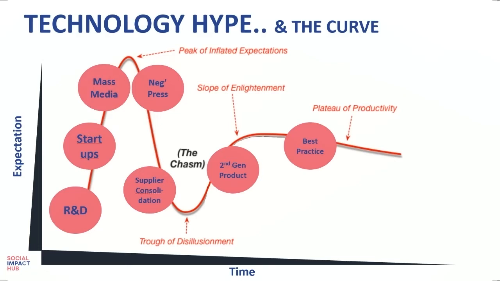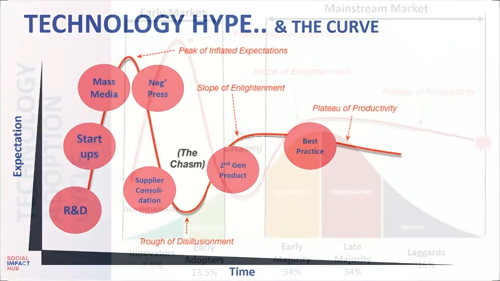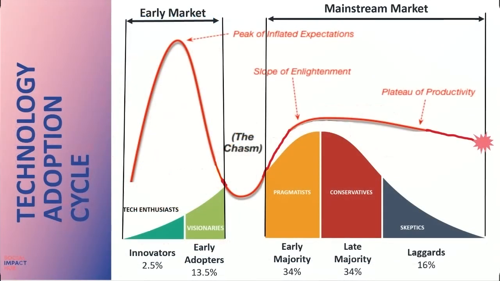At that point, some providers or suppliers start to consolidate. Some go out of business because they can't sustain it. And then you end up with the product being iterated into a second generation. And after that, that's when things start to settle down a bit, and the best practice tends to come about. Now, really, the reason I put this slide in is, at what point is it good to take on new technology?